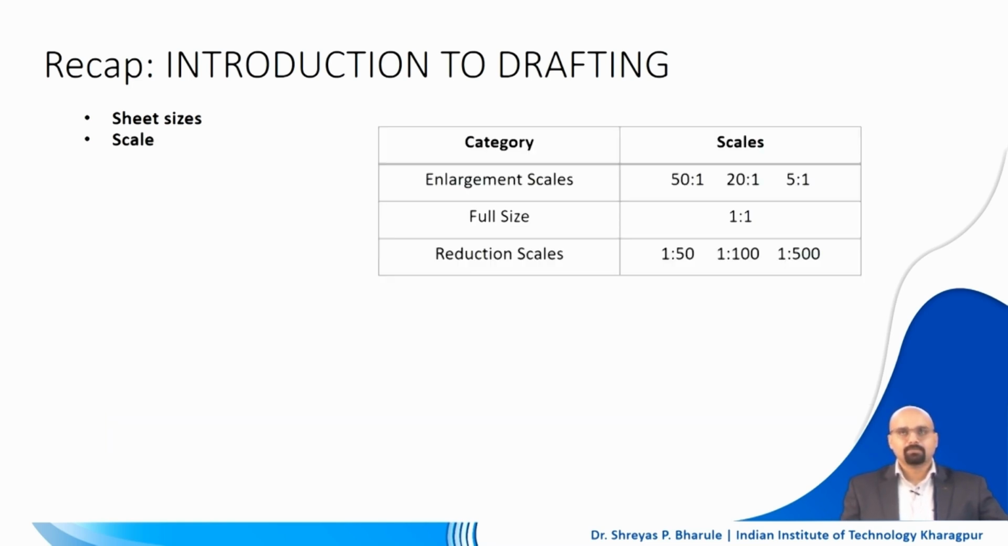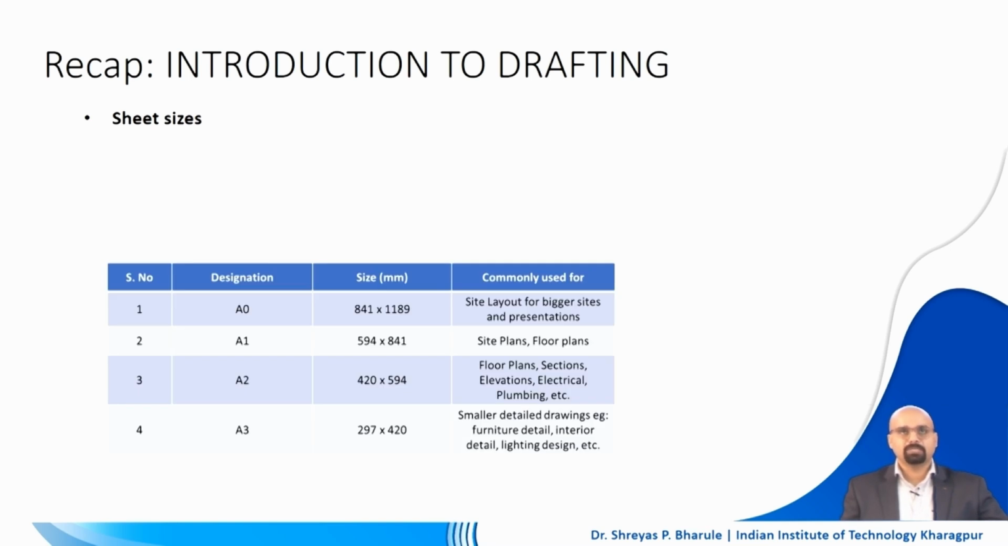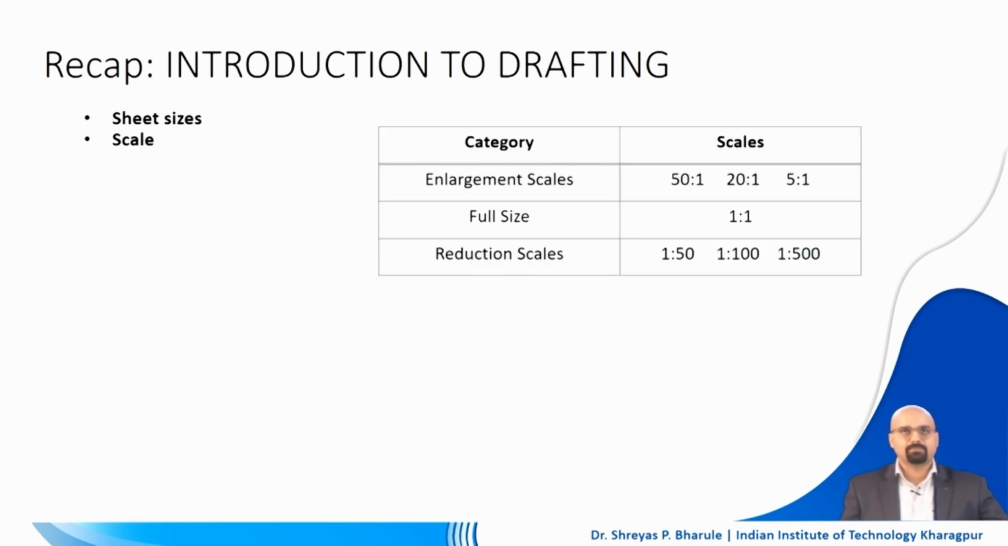Next is the scale. Each of these sheets will have different scales of drawings. If there are enlarged drawings which are to be scaled up, they will be represented in 50:1, 20:1, 5:1, and so forth. If we are representing something in full scale, we will represent it in 1:1 scale. If we are making something smaller in proportion, we will scale it down from 1:50 to 1:100 to 1:500, and so forth. Usually we stop around 1:500, not beyond that.